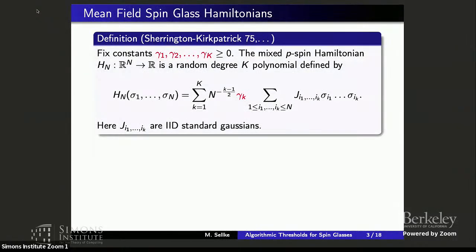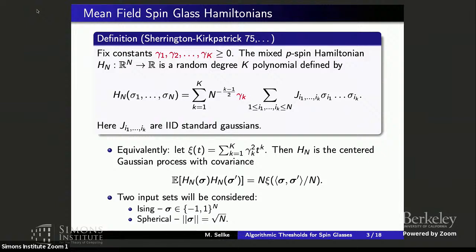Okay, so here's the model in one equation. We're going to construct a random function h_n from R^n to R. It's going to be a random polynomial of degree capital K. And the coefficients will basically be IID standard Gaussians. It's just that there's some scaling, which is a power of n, which just ensures that every degree contributes on the same order. And there are some constants gamma, which differ depending on the degree.